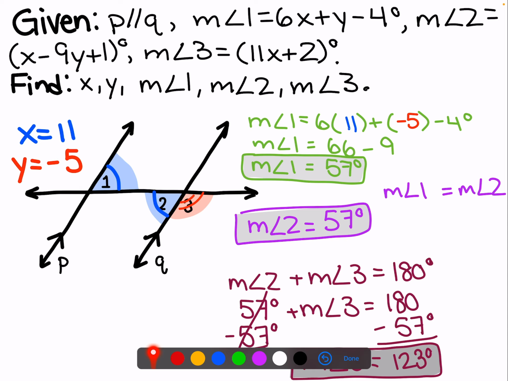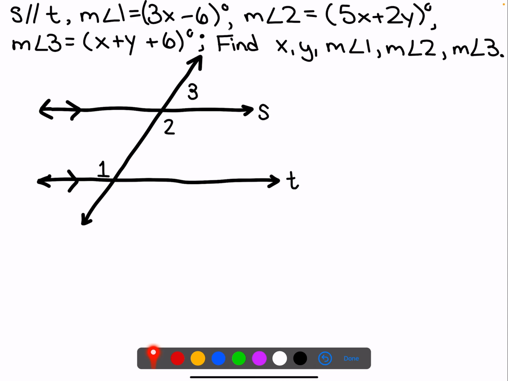All right, next up, go ahead and try this one out on your own. S is parallel to T. Measure of angle 1 is 3x minus 6. Measure of angle 2 is 5x plus 2y. And measure of angle 3 is x plus y plus 6. Find x, y, angle 1, angle 2, and angle 3. I'll post the answer so that you can check very shortly.